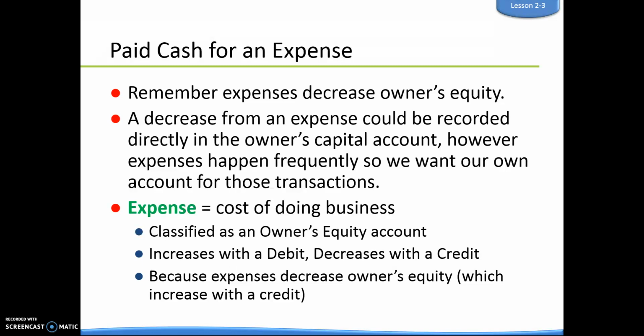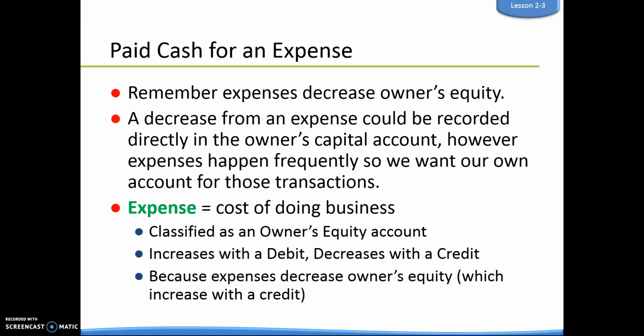So again, an expense is a cost of doing business. Technically, it's classified as an owner's equity account. And the tricky thing here, I want you to look at this. An expense actually increases with a debit and decreases with a credit. Now you're like, whoa, whoa, whoa. Mrs. T, you said that owner's equity increases with a credit and decreases with a debit. Yes, I know. However, please note up here that it says an expense decreases owner's capital. So we need to do the opposite of it.